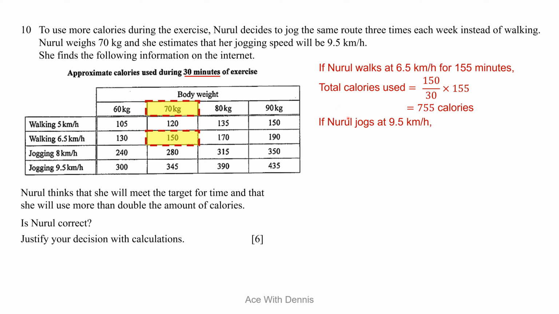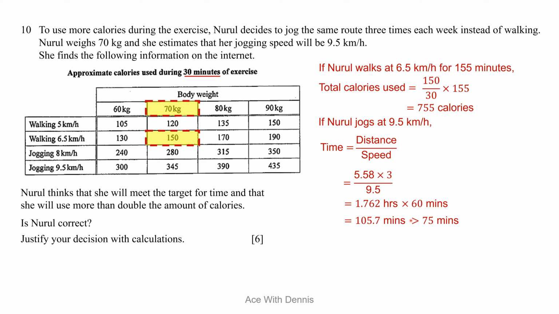And if she jogs at 9.5 kilometers per hour, then the time will be distance over speed. So distance will be 5.5 kilometers, and then times it 3 because she will jog 3 times a week, then divided by the speed 9.5. Calculate, we get 1.762 hours. We convert to minutes, times 60 minutes, which is 105.7 minutes. So this time is greater than 75 minutes. We can say that she meets the time target.